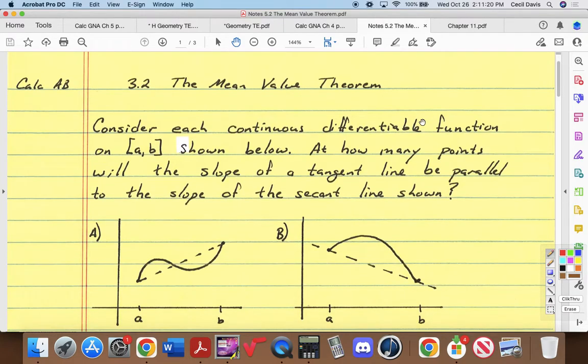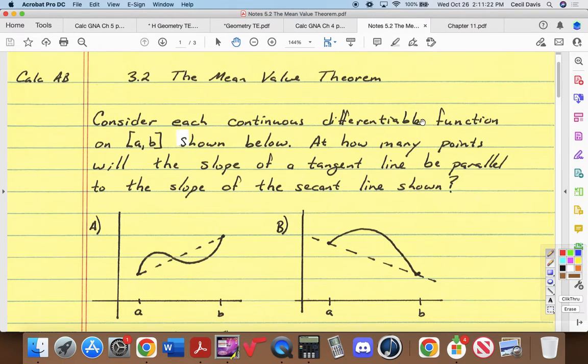All right. By the way, it says it's section 3.2. In the old book, it was section 3.2. This is section 5.2. Just didn't want anyone to be confused. I kept the notes from the old book because they were perfectly good.